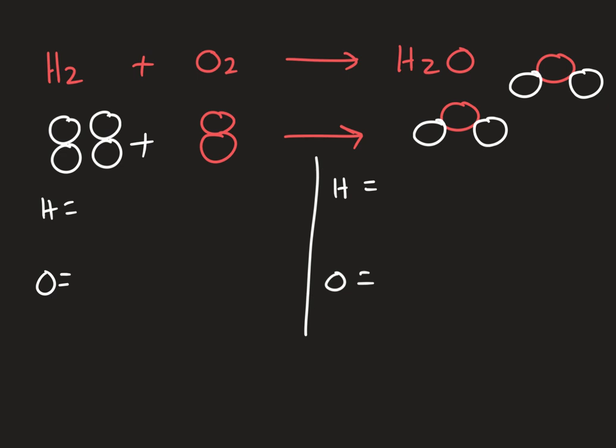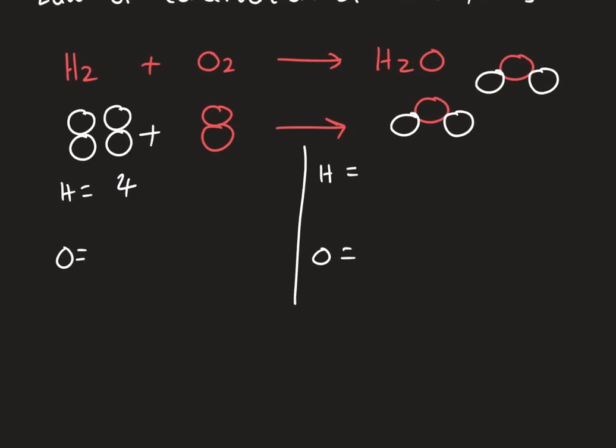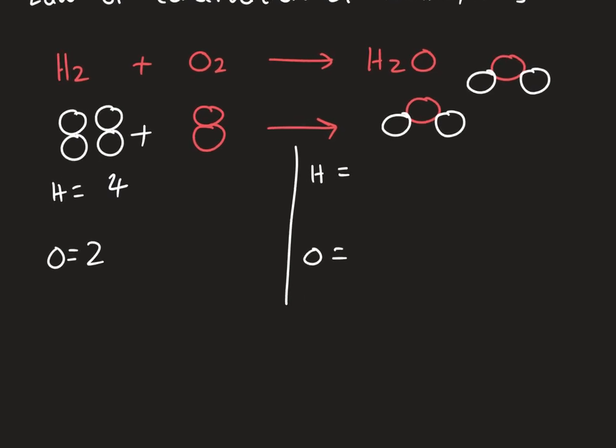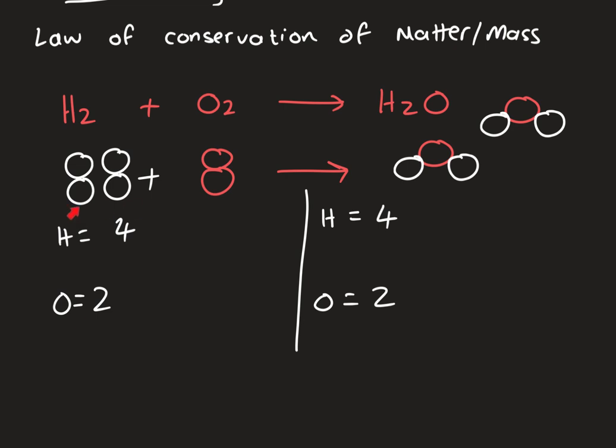So how many hydrogen atoms do we have on the left? 4. How many oxygen atoms on the left? 2. Good. How many hydrogen atoms on the right? 4. And how many oxygen atoms? 2. Now, because we can see that there isn't any atom that has disappeared, this reaction is called balanced.